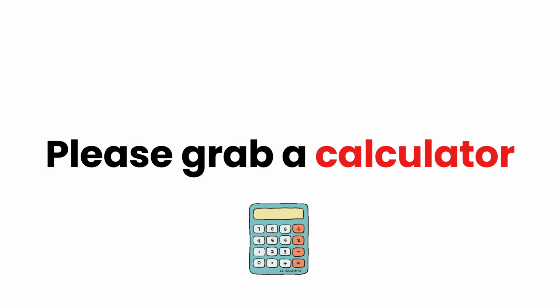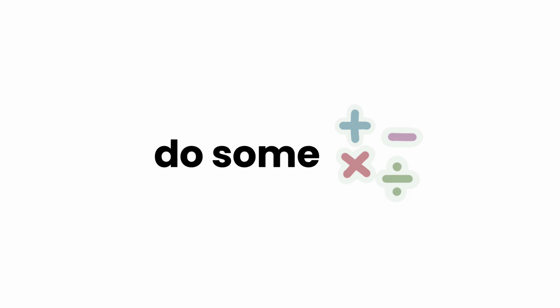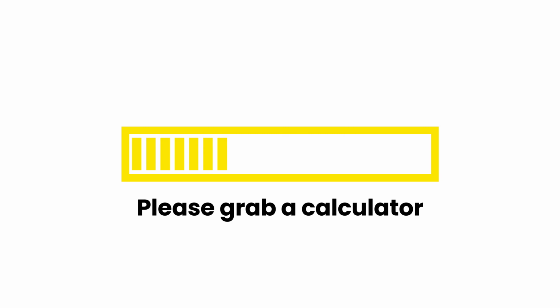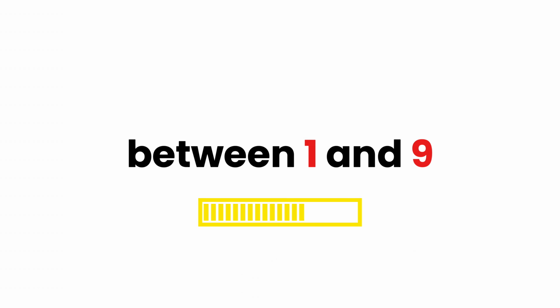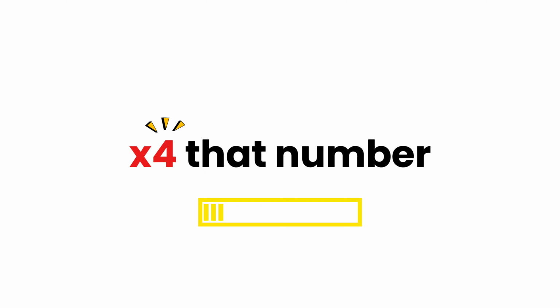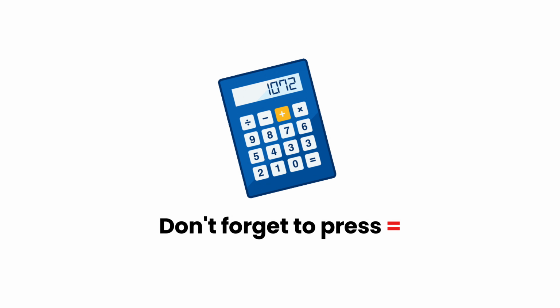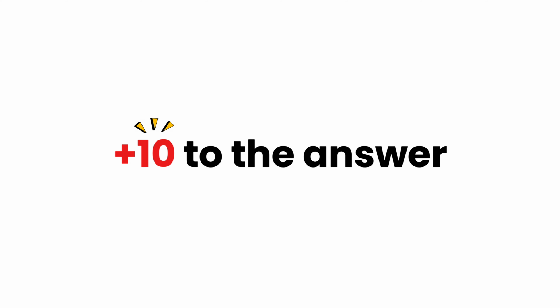In 3, 2, 1. Please grab a calculator because you have to do some calculations. Done? Great, let's begin. Pick a number between 1 and 9. Now multiply that number by 4. Don't forget to press equal after every calculation. Now add 10 to the answer.